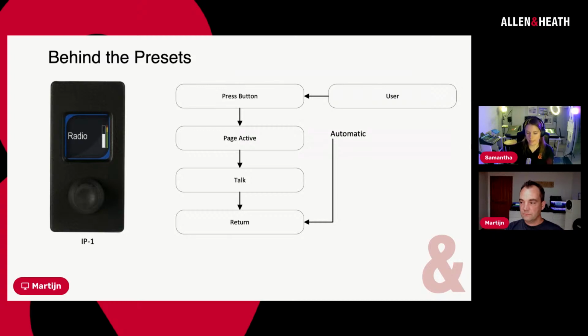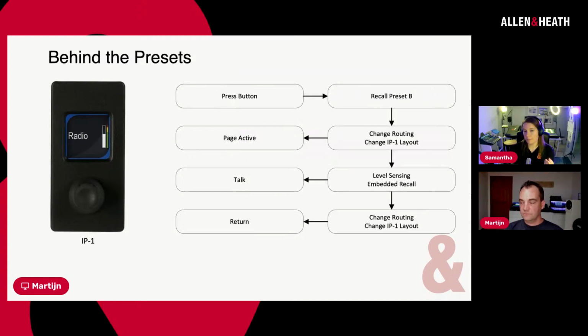Then, if we really break it down, they push the button, it's actually recalling a preset, and that preset is going to change the routing and change the IP1 layout. Then we can use level sensing and embedded recall to automate or look for changes while they're talking or when they're done talking. And we can automate a change of routing again and changing the IP layout back to its original state, just as if they just walked up to the IP1. So that's the logic of what's happening behind it. But now we're going to show you how that actually happens.